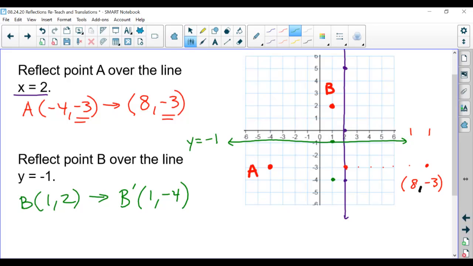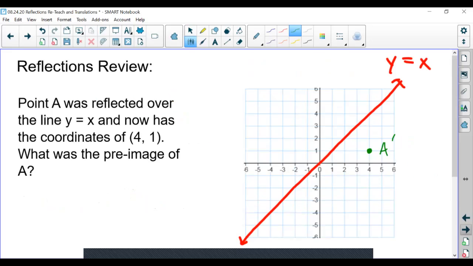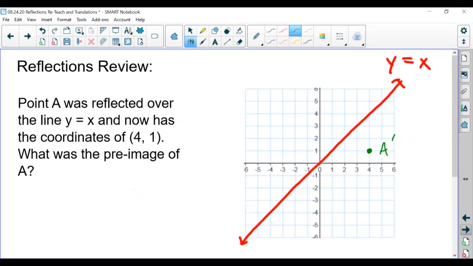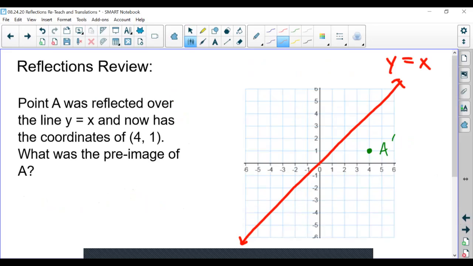We have one last example, and this one's kind of the exception. Point A was reflected over the line y equals x, and now has the coordinates of 4, 1. What was the pre-image of A? So we're going across the line y equals x now, and we're actually starting with the image and going backwards. So we want to know where A started from, but we know that A prime is over here at 4, 1.